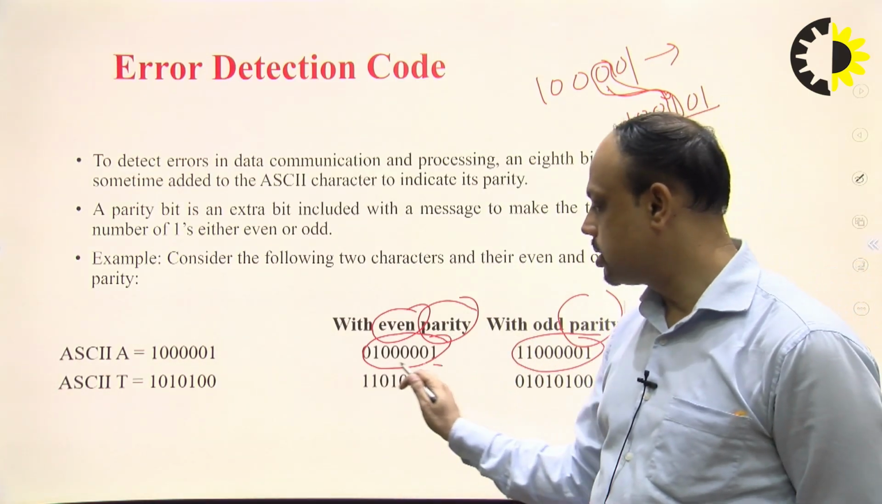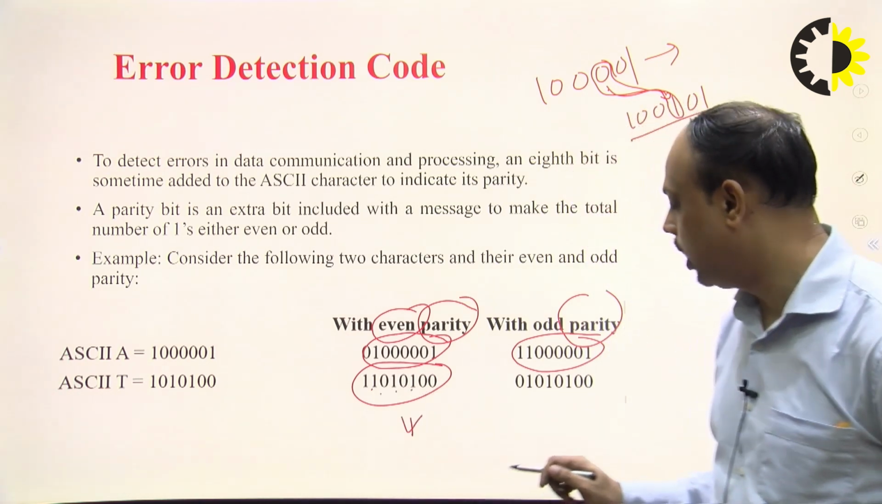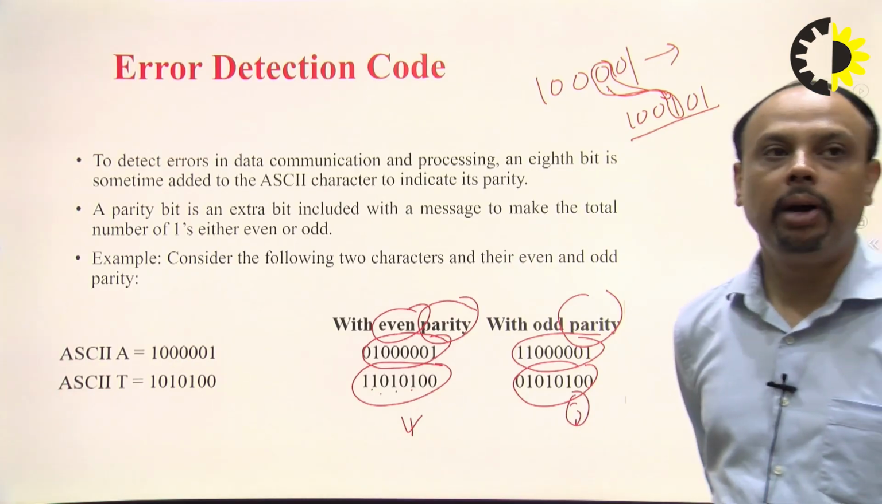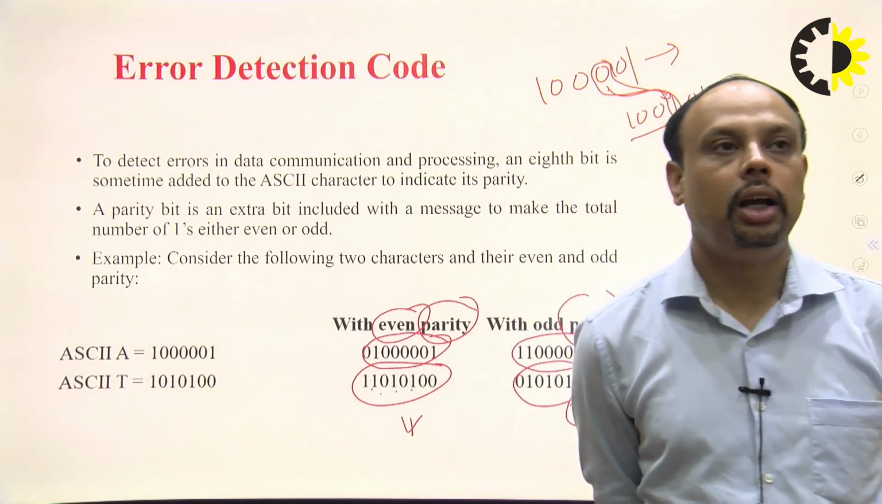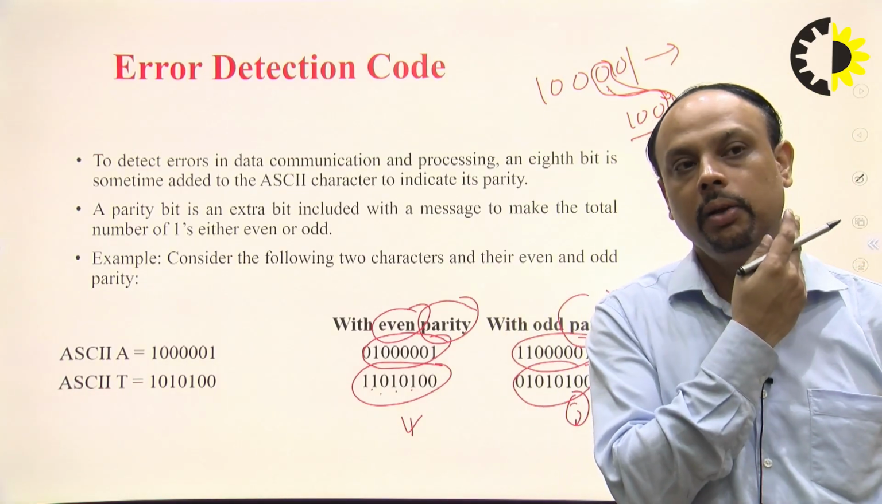As you can see over here, there are only 1, 2, 3 and 4 ones, so that is even parity over here, and for this there is an odd parity. So by using different Hamming codes, this error detecting and correcting code can be easily found.